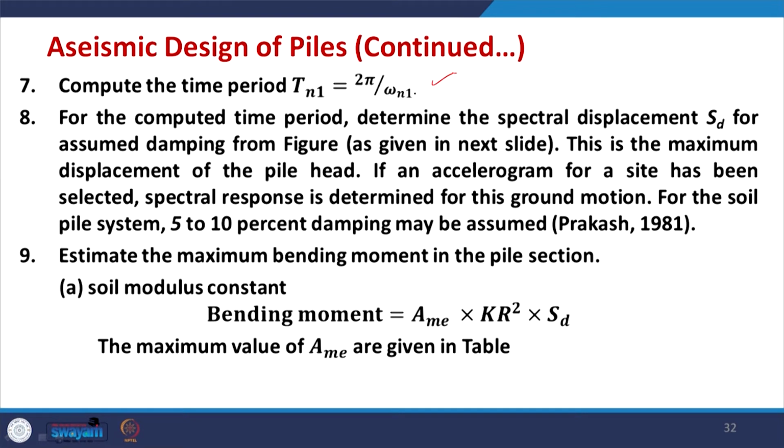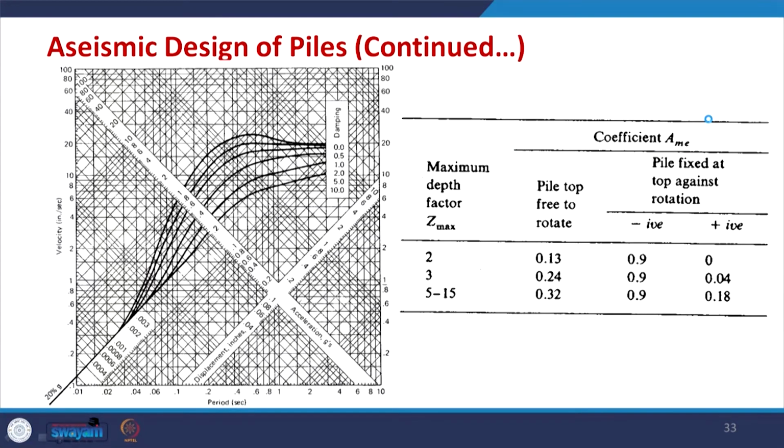So, for determining the value of spectral displacement Sd, which charts do we use? It is given in this figure, the left hand side chart. So, let us analyze this chart. On the x axis you have period in seconds, varying from 0.01 to 10 seconds, while on the y axis you have velocity in inch per second, going up to 100. And then you have the different damping curves. The top one is for 0%, then 0.5, 1%, 2%, 5% and 10% damping ratios.